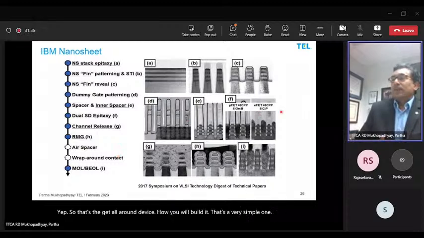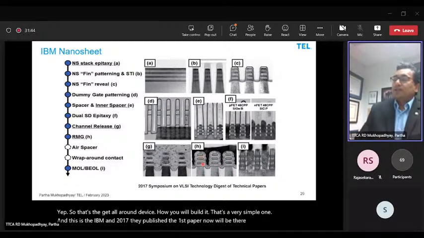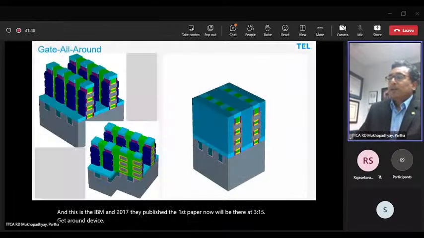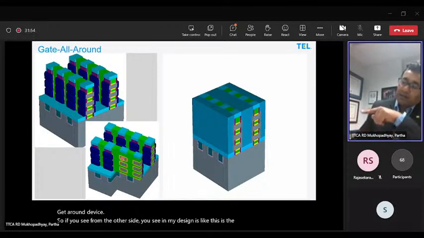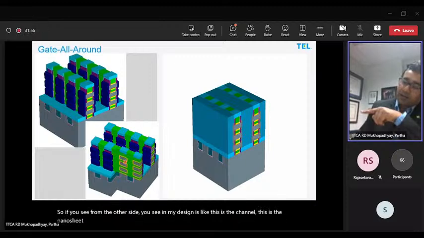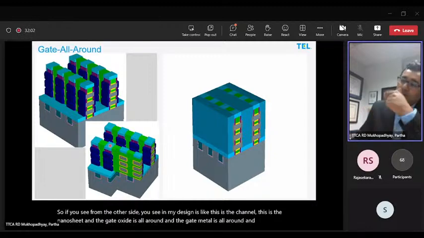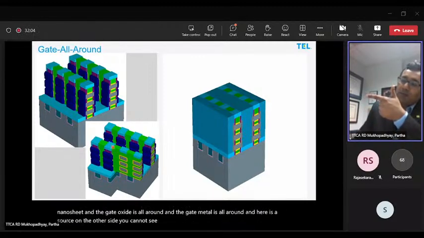And this is IBM in 2017. They published the first paper with a 3-fin gate all around device. If you see from the other side, in my design, this is the channel, this is the nanosheet, and the gate oxide is all around, and the gate metal is all around. And here is the source. On the other side, you cannot see it, the other side is the drain.